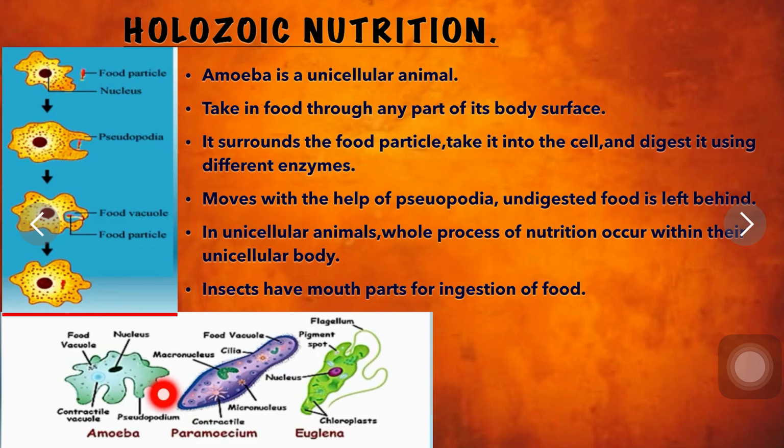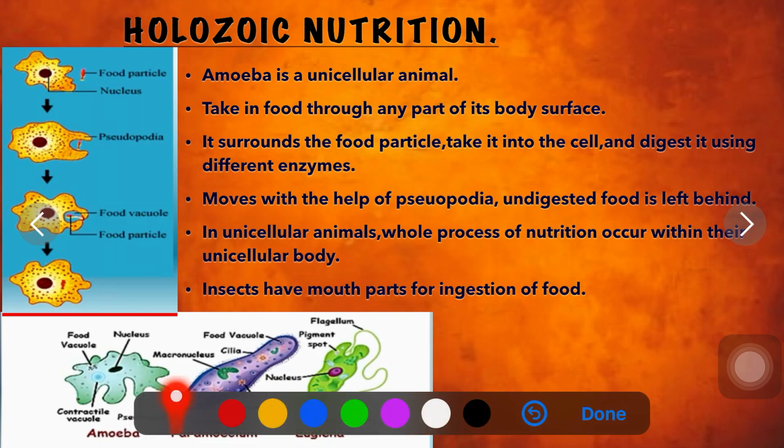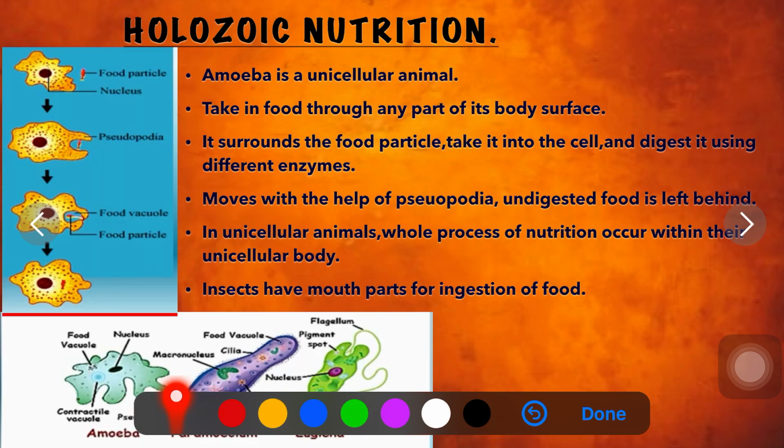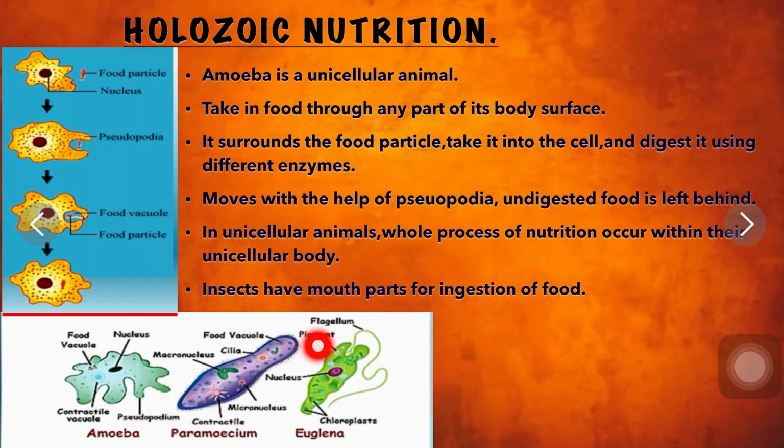Undigested food is left behind as the amoeba moves further with the help of pseudopodia. As you can see, pseudopodia are the means of movement. With the help of pseudopodia, the amoeba moves. In unicellular animals like amoeba, euglena, paramecium, etc., all the steps of nutrition occur within their unicellular body, that is, a single cell.